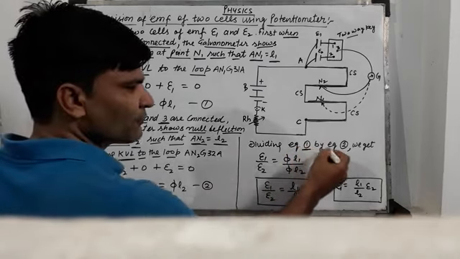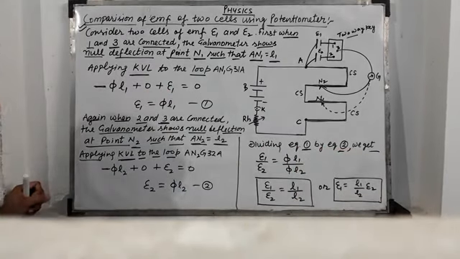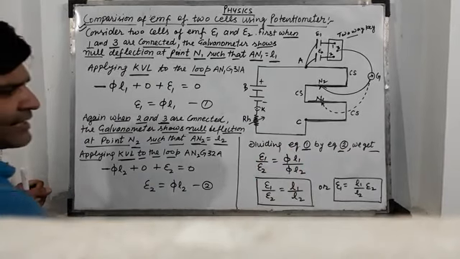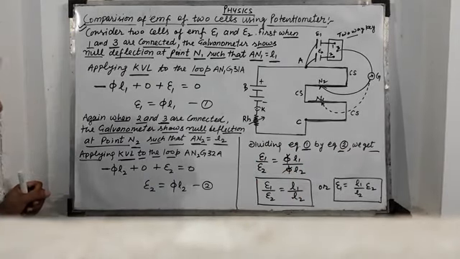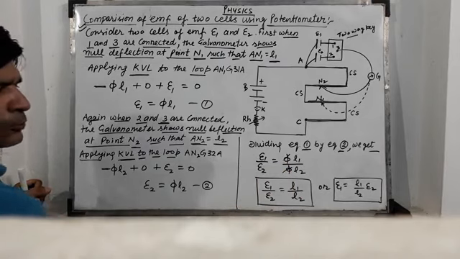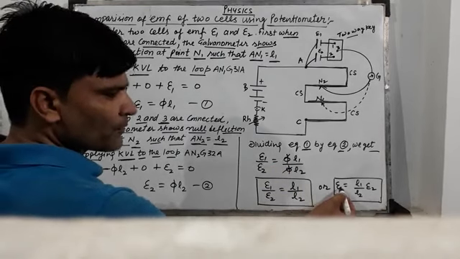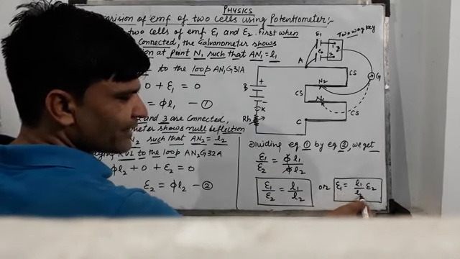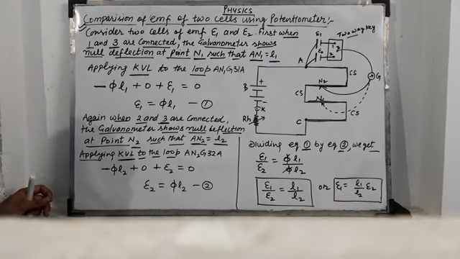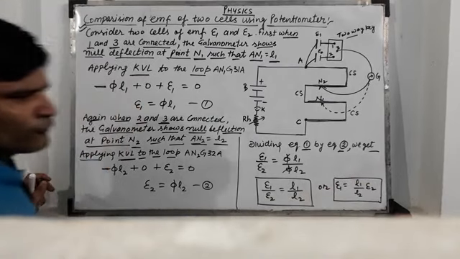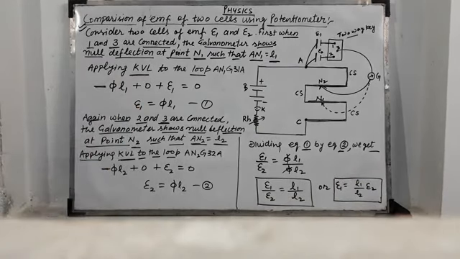Dividing equation 1 by equation 2, we get E1 upon E2 is equal to phi L1 upon phi L2. Phi cancels out, then we get E1 upon E2 is equal to L1 upon L2, or E1 is equal to L1 upon L2 into E2. It means E1 is L1 upon L2 times E2. This is the comparison of EMF of two cells using a potentiometer.